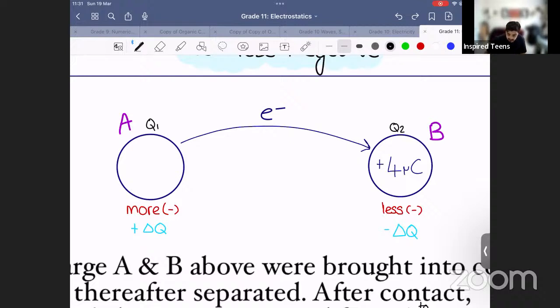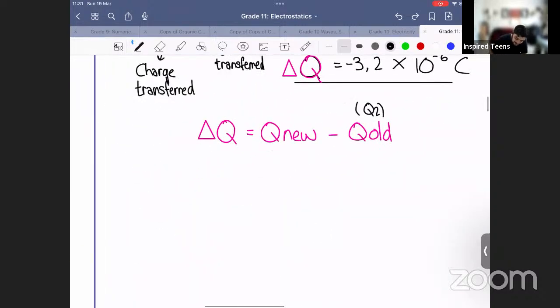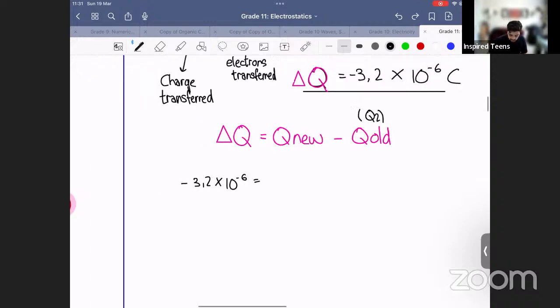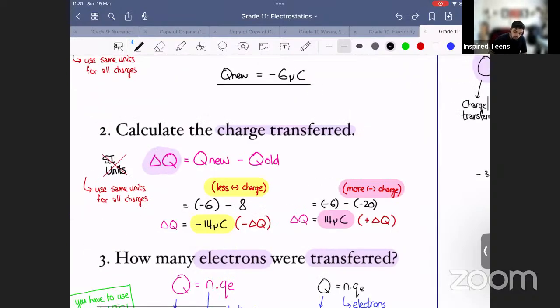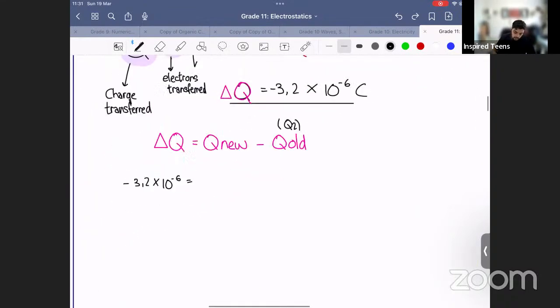Since Q is the less negative one, it has a negative delta Q. So we will substitute negative 3,2 times 10 to the negative 6. If we were using Q1, we'd substitute positive 3,2. So is Q new minus Q old the same as final minus initial? Most definitely. I just prefer Q new minus Q old because it works better in all the equations, just the terminology. Q final minus Q initial is the same thing.